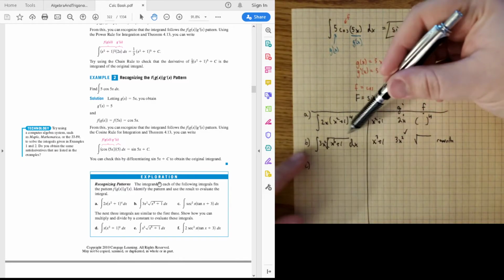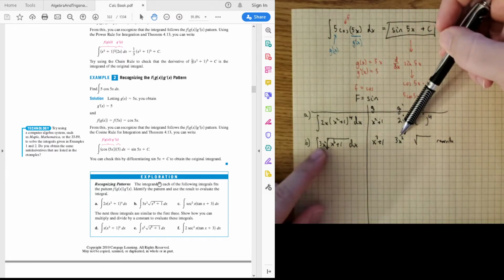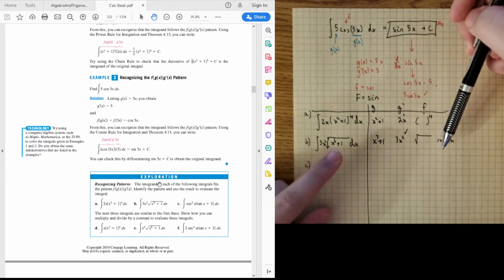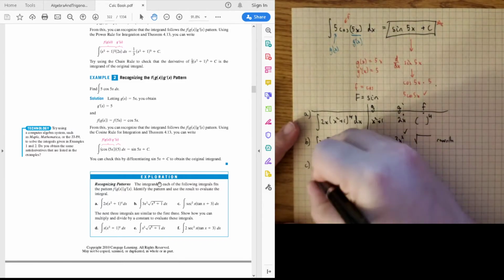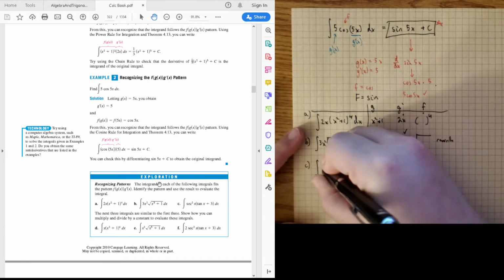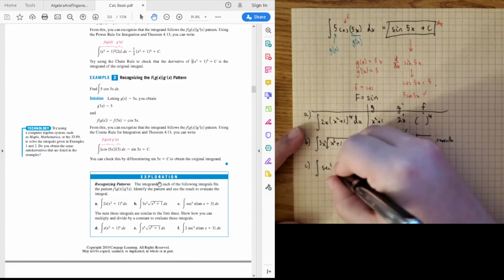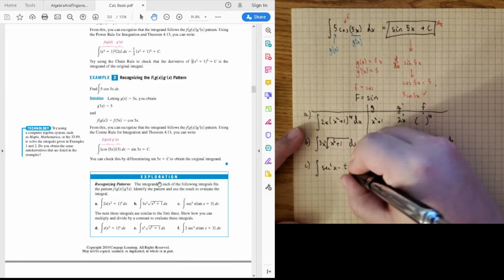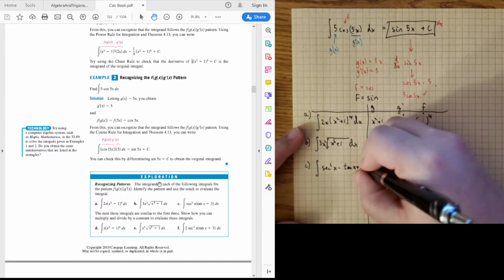Again, we have to look at a problem like this and say, okay, where's the g? Where's the g prime? Where's the f? g, g prime, f. C, the integral of secant squared of x times the quantity tangent of x plus 3.